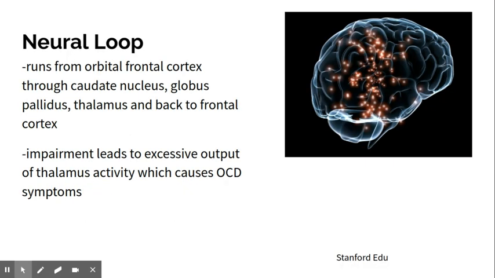Another important function that happens in the brain of a person with OCD is the neural loop. The neural loop is a loop that runs from the orbital frontal cortex through the caudate nucleus, through the globus pallidus, through the thalamus, and back to the frontal cortex. People who have OCD will have interruptions in this loop, which can cause obsessive and compulsive symptoms. This impairment will often lead to excessive output of thalamus activity, which also can cause OCD symptoms. And lastly, increased caudate nucleus function in the loop will cause hyperactivity within the loop, which in turn will also lead to symptoms of OCD.